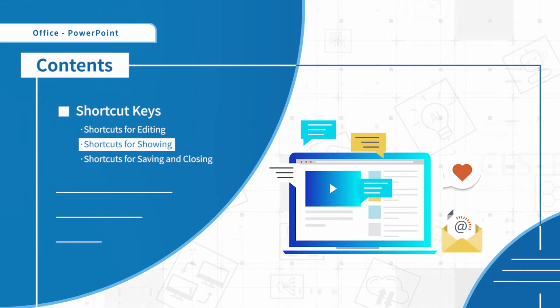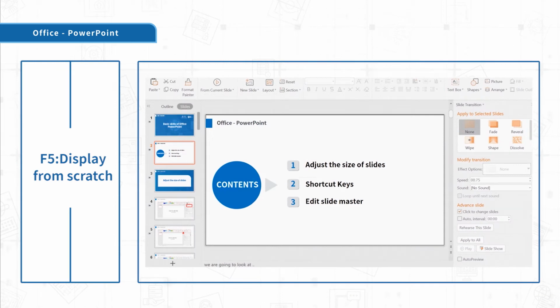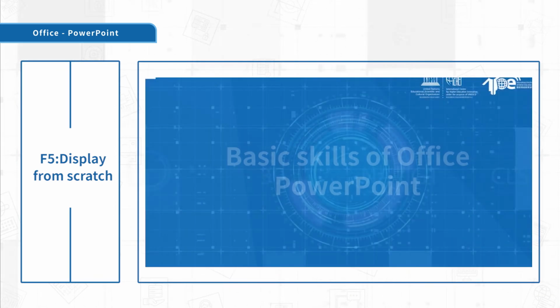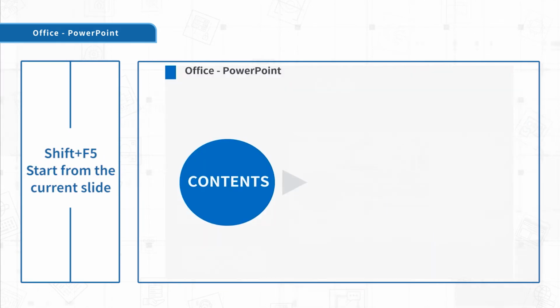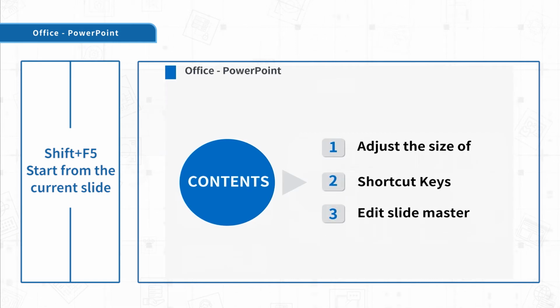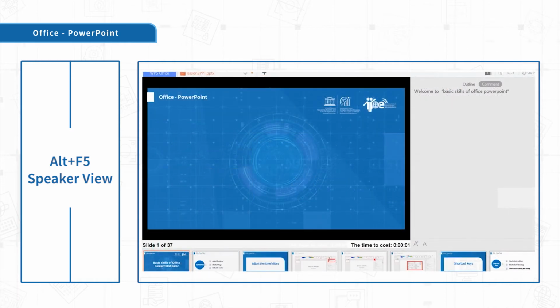In the second part, we will learn to use shortcuts to display the PowerPoint in different ways and to operate when slides are showing. Press F5, we can display from scratch. Press Shift F5. Start the slides from the current slide. Press Alt F5, we can use speaker view.